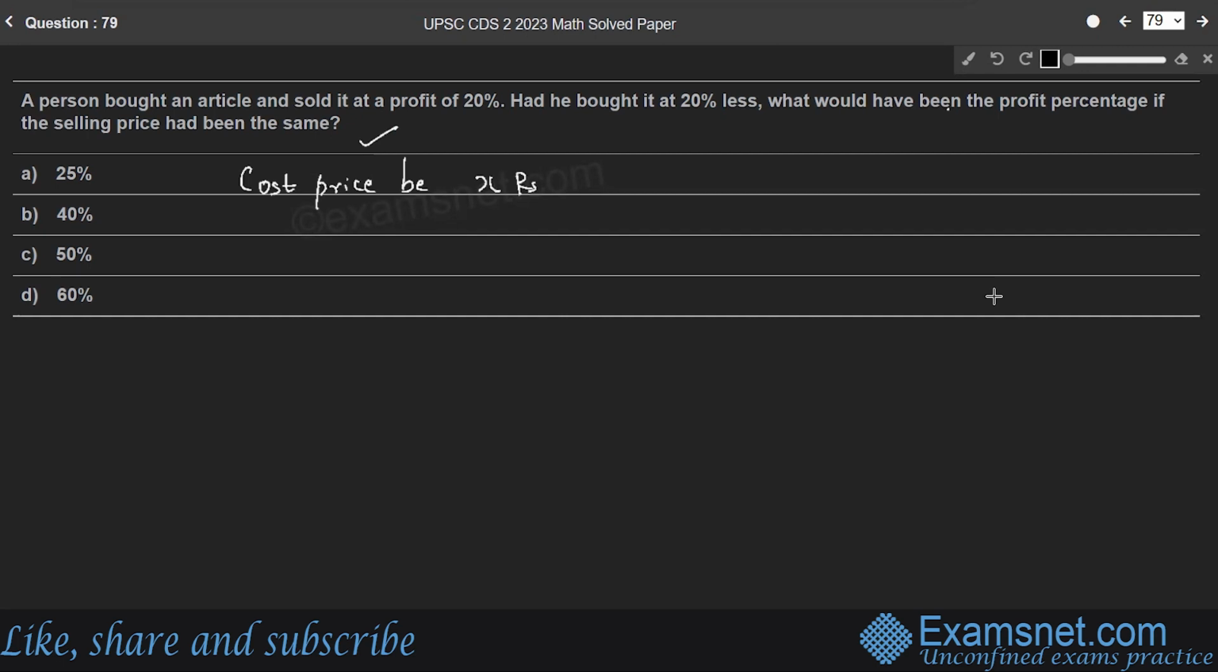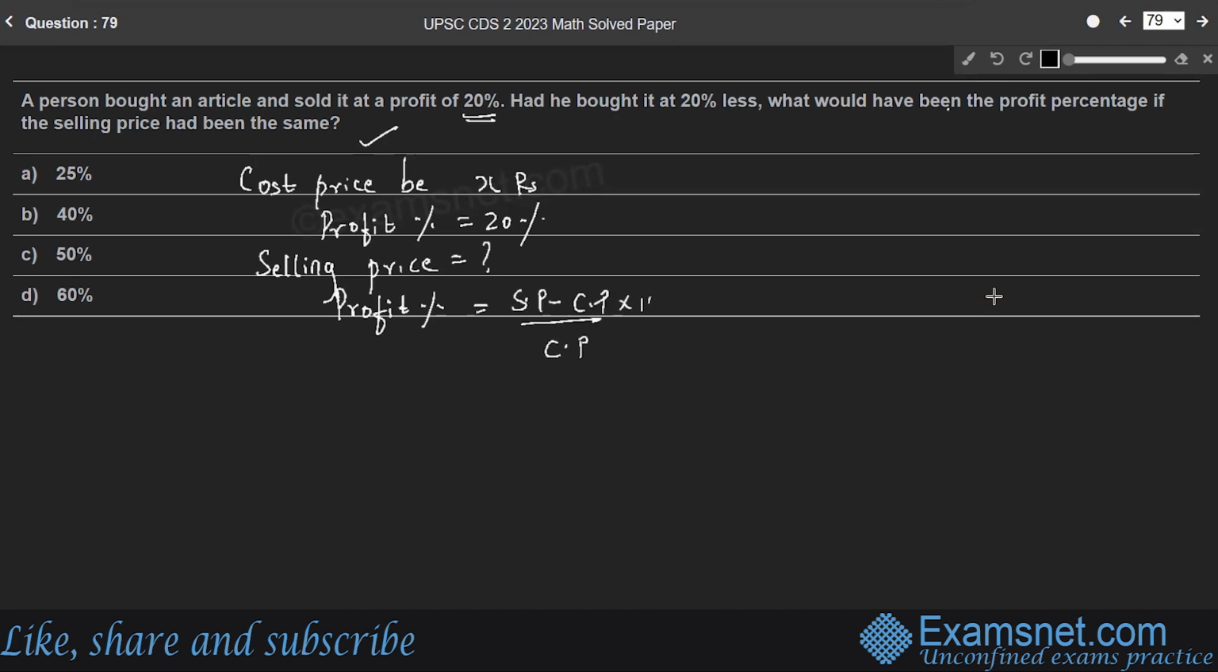And he sells it for some rupees so that he gains a 20% profit. So the profit percentage is 20%. So what is the selling price then? Depending on the selling price, we have to go further. So for that, we are using the formula of profit percentage, which is the selling price minus cost price over the cost price into 100.